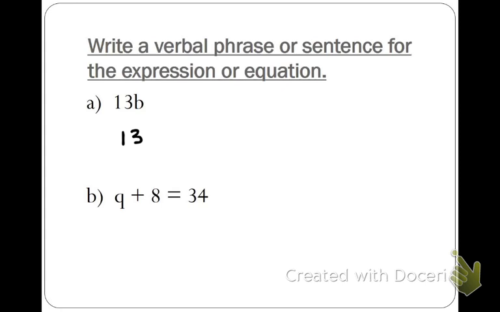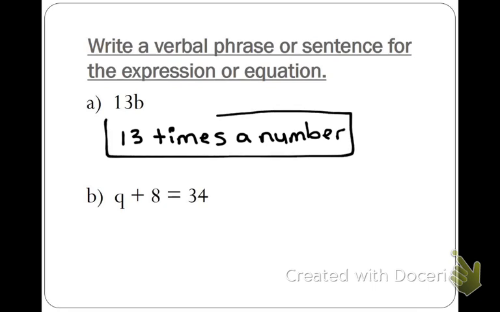Something that starts with T. I am looking for a T. Times, okay? 13 times, but instead of saying 13 times B, what am I going to say? 13 times a number. So basically all that was doing is going backwards. If you had seen something that said 13 times a number, you would know that means 13B.